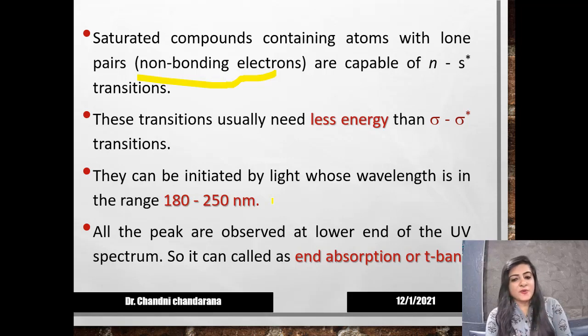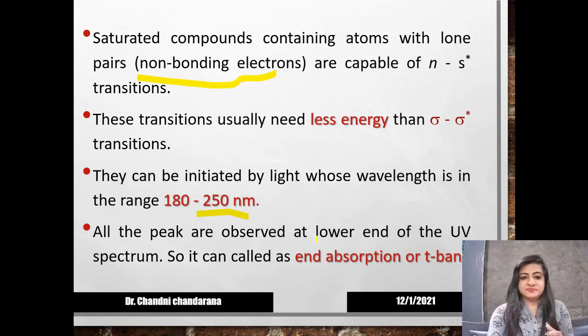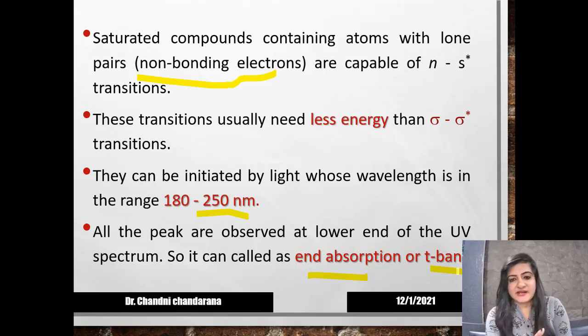All the peaks are observed at the lower end of the UV spectrum, so it can be called end absorption, or a T band. The band produced by this type of transition is known as the T band because we are getting the peak at the lower end of UV. As we have seen in the earlier slide, the UV spectra, it will come to the left side.